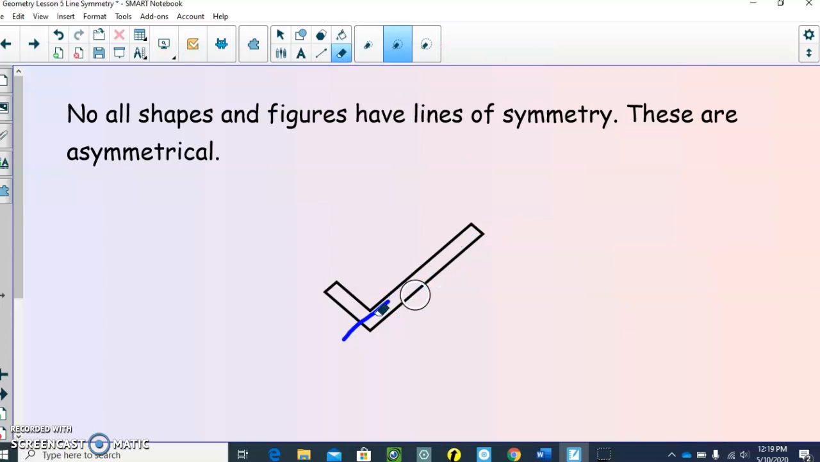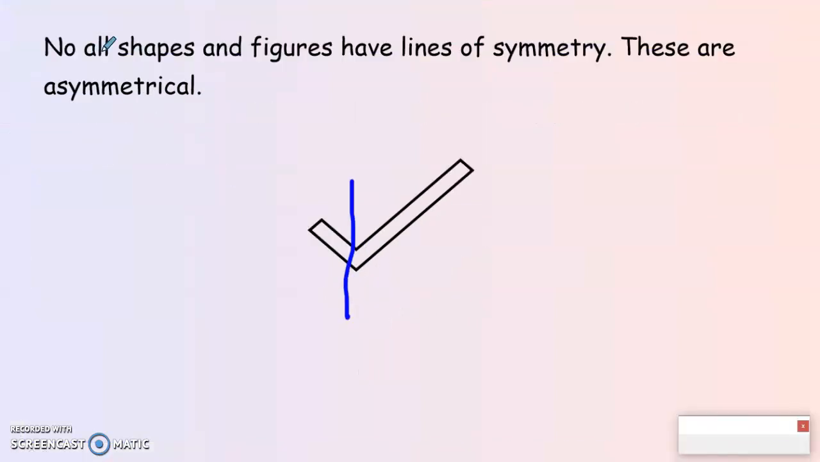And so because there's no way that I can fold this shape, I can't fold it on this line or this line, even if I folded it in half like this, this side is a lot longer than this side. So this is an asymmetrical shape. It does not have any lines of symmetry. And you'll find that some shapes just don't.